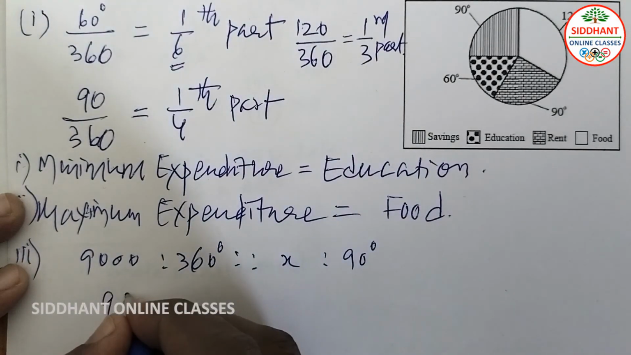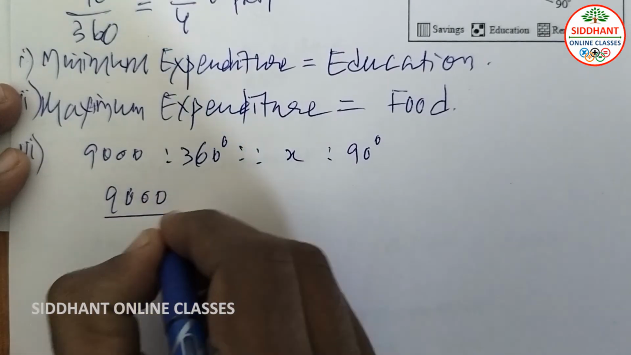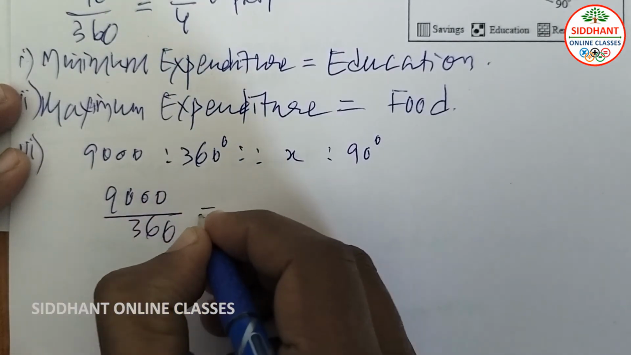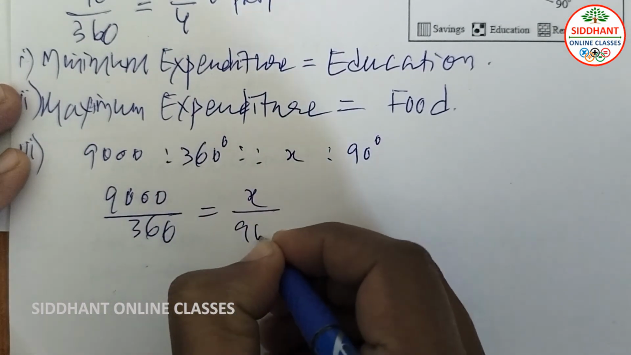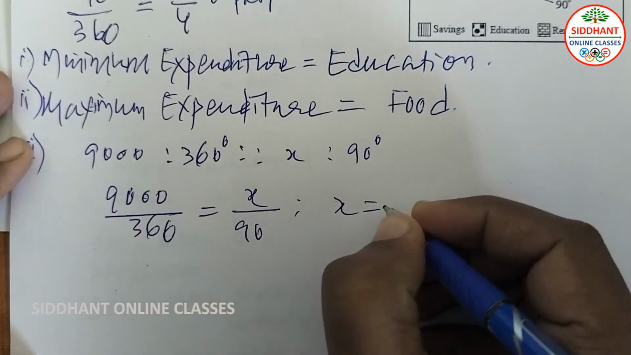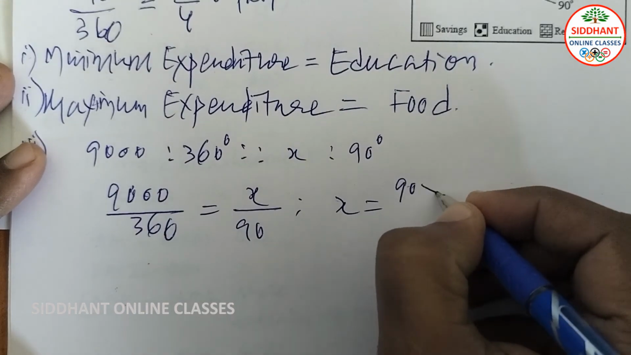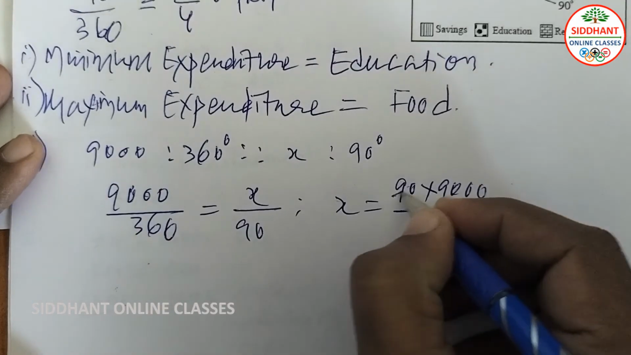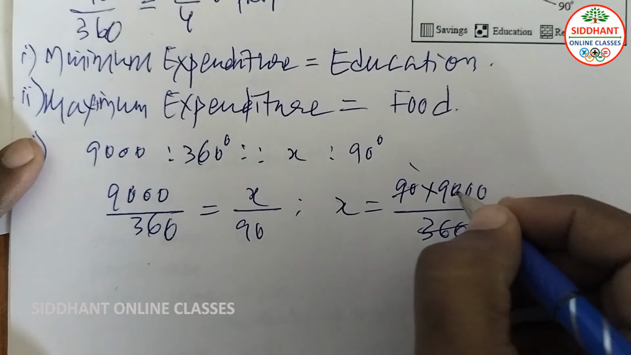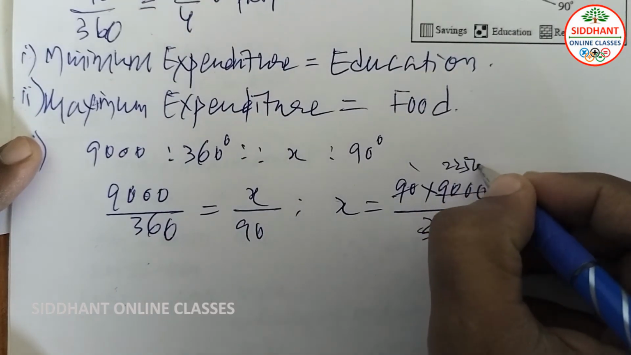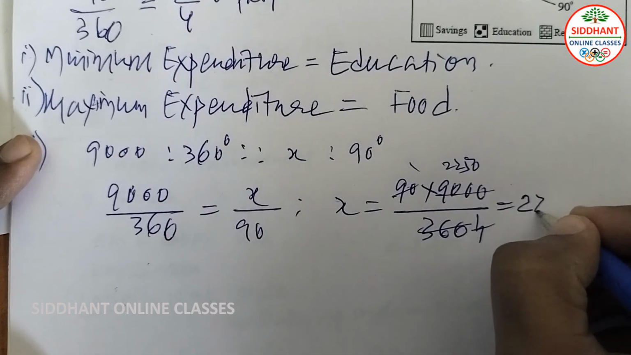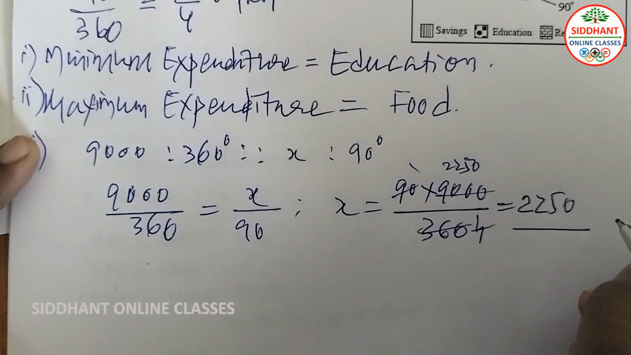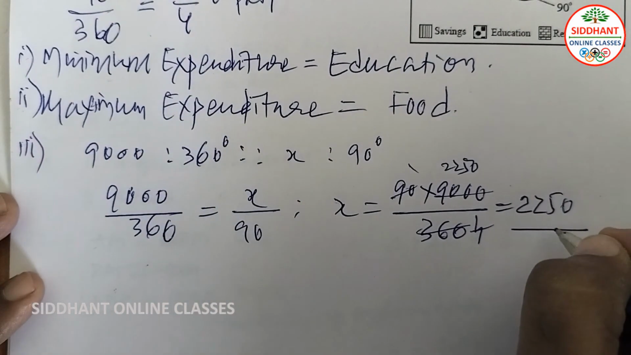Then 9,000 by 360 equals x by 90. Then x equals 90 into 9,000 by 360. So 9 into 4 is 36, and 9 fours are 36, so 2250. So your expenditure will be 2250 rupees on rent here.